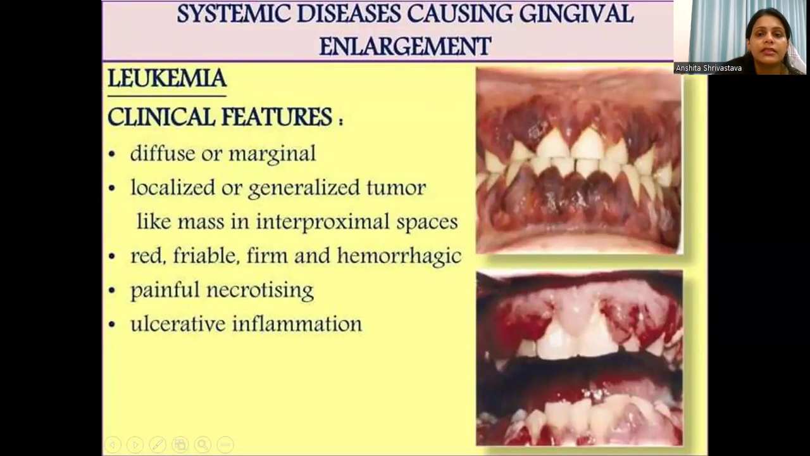Coming to the systemic diseases causing gingival enlargement, it includes leukemia. So in leukemia, what will you see? How does the gingiva appear? Let's discuss it. Clinical features, you will see either diffuse or marginal, localized or generalized tumor-like mass in interproximal spaces. It is red, friable, firm and hemorrhagic. It is painful, necrotizing, ulcerative inflammation. So here you can see the second picture, in which you can see the painful, necrotizing, ulcerative inflammation present in leukemia-induced gingival enlargement.